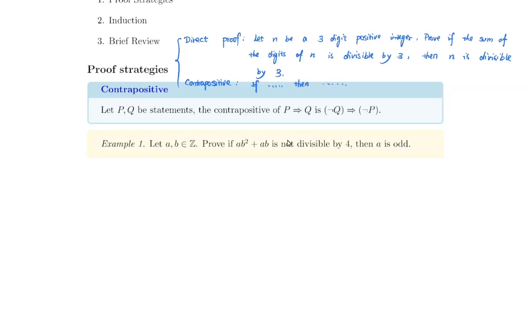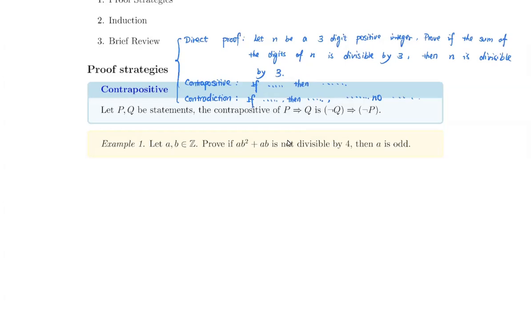The third one is called contradiction. For contradiction, you can use it when you see if-then as well. The other, really common one is when the statement says "no something something." For example, prove that there are no solutions to an equation. That's a typical contradiction question. There are many more, but these are just some examples.